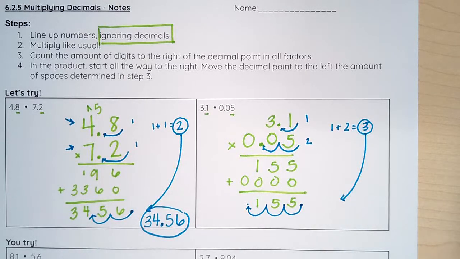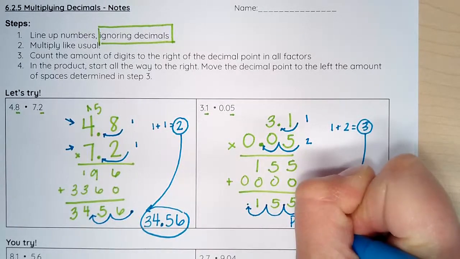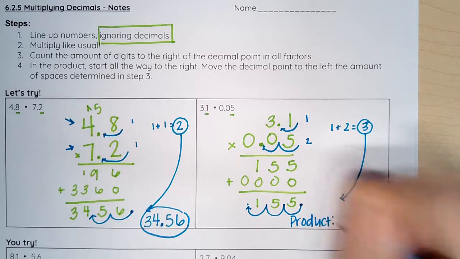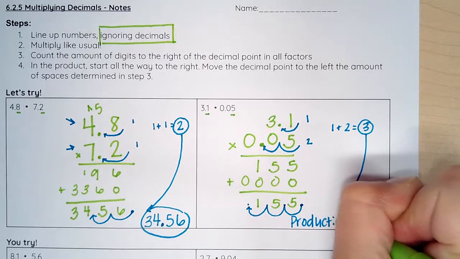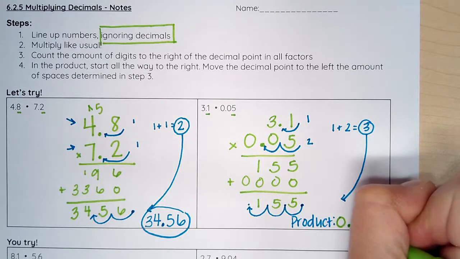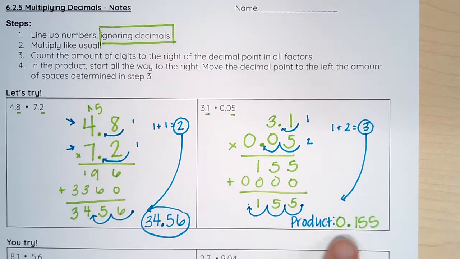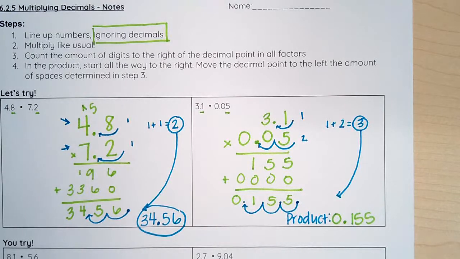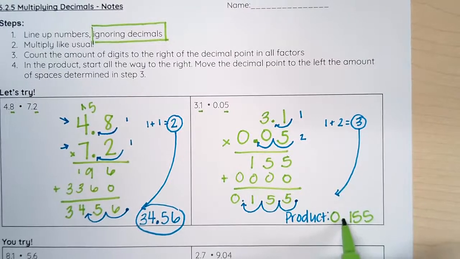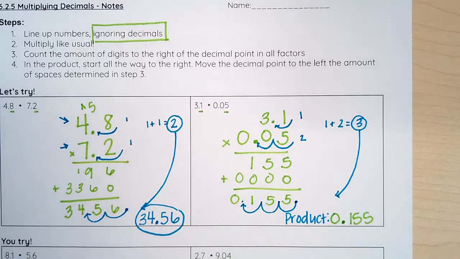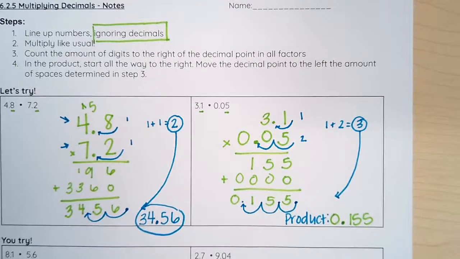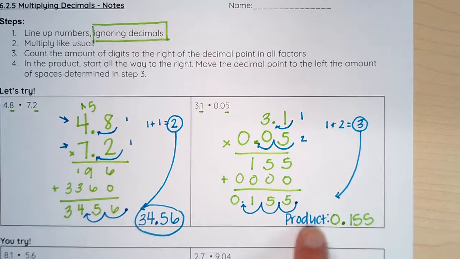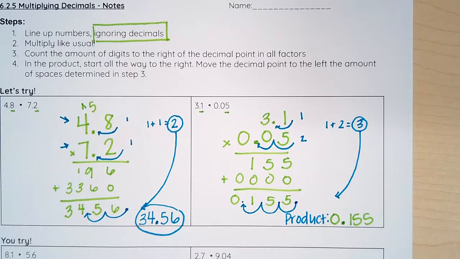So in our answer, in our product, we would write 0.155. We want to place that 0 here because we don't want to lose that decimal on accident by not seeing that there's a 0 in front. Okay, so our answer, our product, is 155 thousandths.